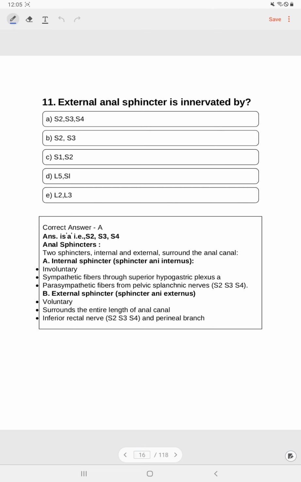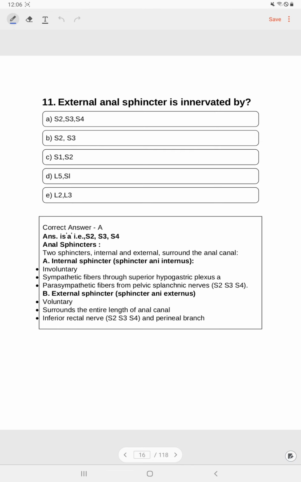Welcome to Anatomy MCQ Part 2. Anatomy MCQ in the pattern of PGI exam. These MCQ will help for FMGE, NEET PG, and upcoming next exam. Let's go with anatomy.